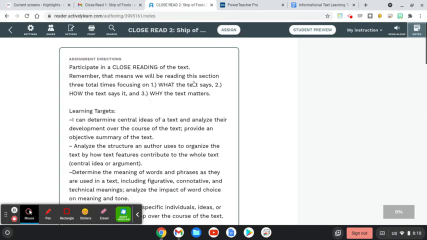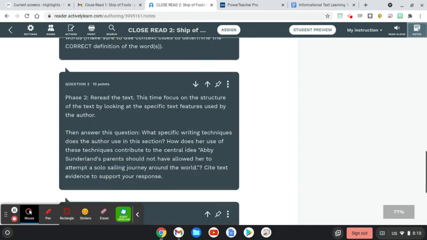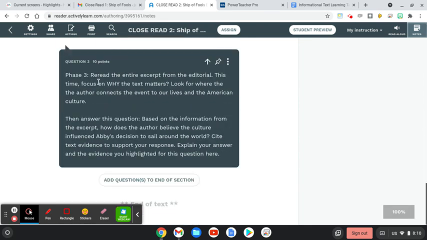In phase 3, we're looking for rereading the text a final time for why this text matters. As you look at this text for a final time, we're going to focus on reading it for how the author connects this event to the American culture. The question you're answering here is based on the information from the excerpt. How does the author believe that the American culture or the societal culture influenced Abby's decision to sail around the world? Cite text evidence to support your response as you're answering this phase.